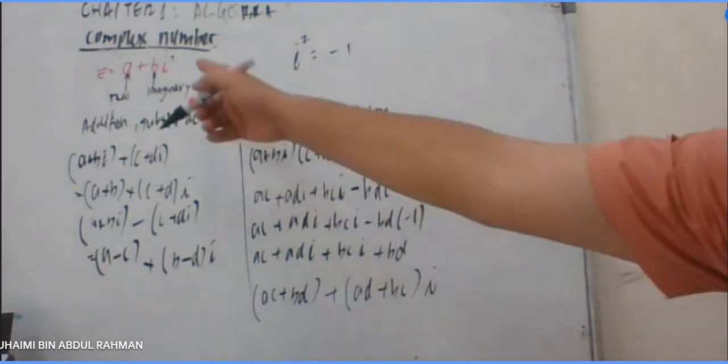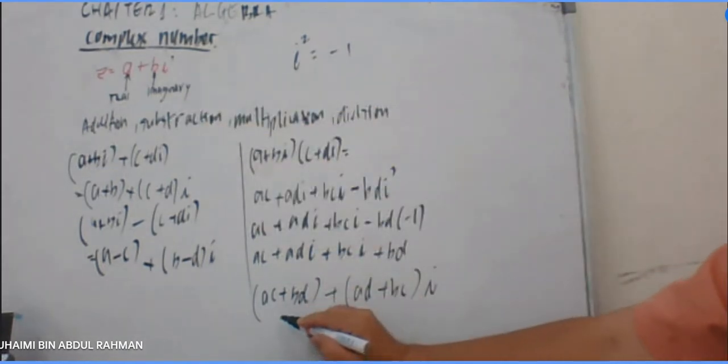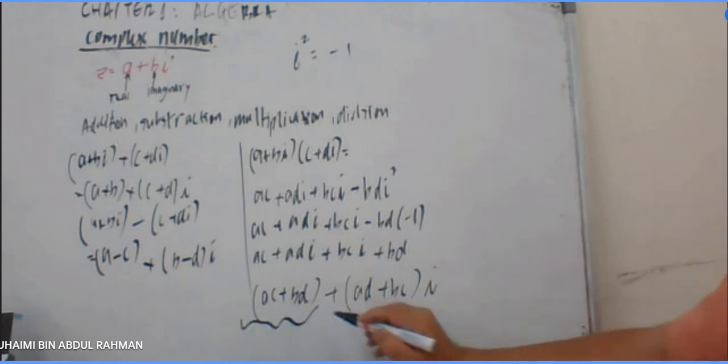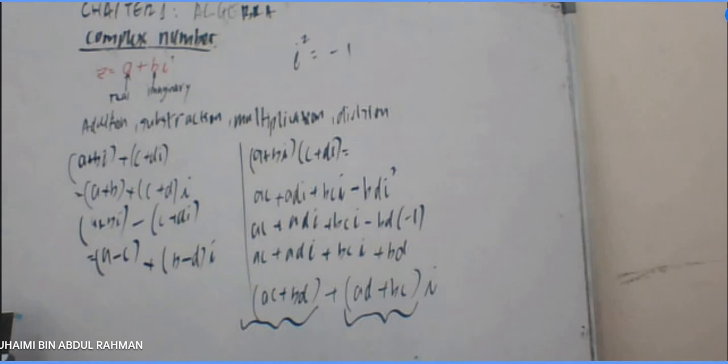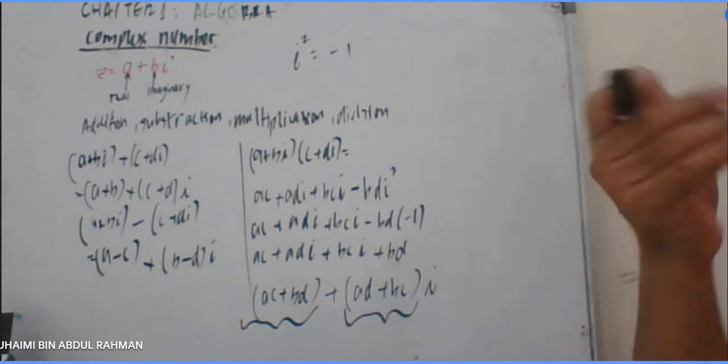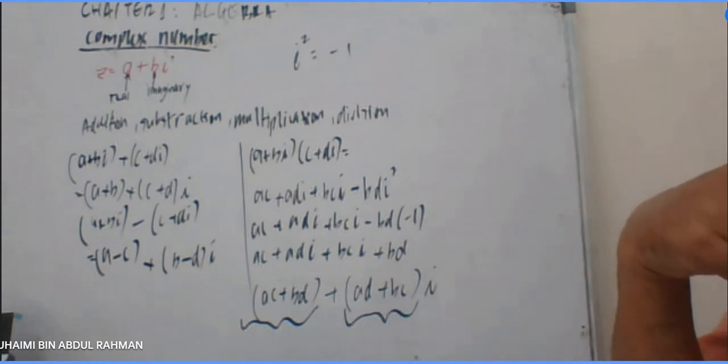So we write it in standard form, which consists of real part and imaginary part. This is the real part, and this is the imaginary part of our complex number.